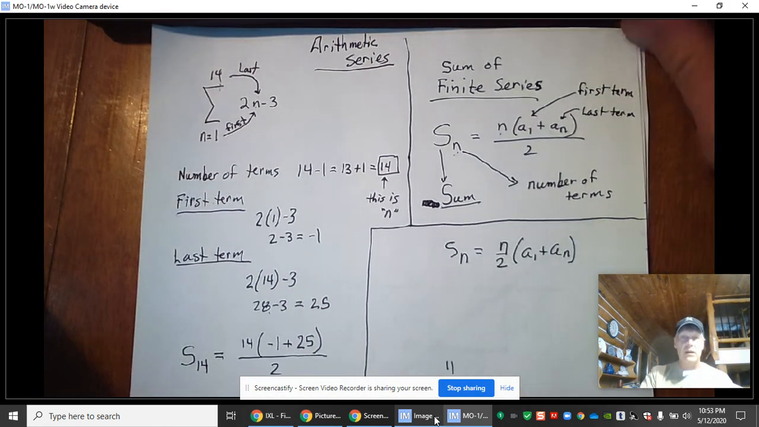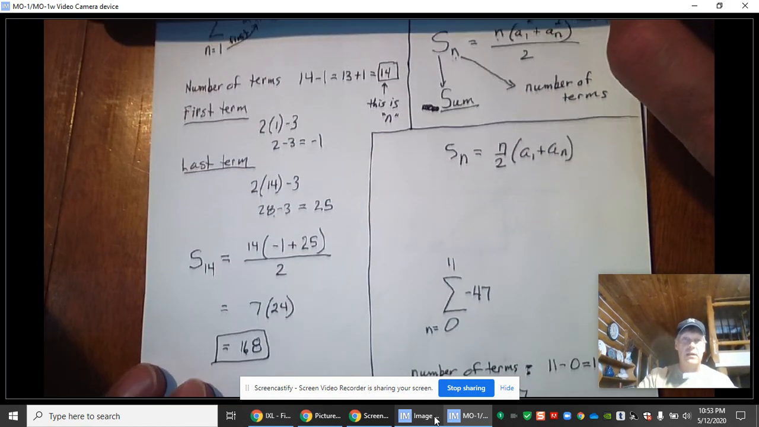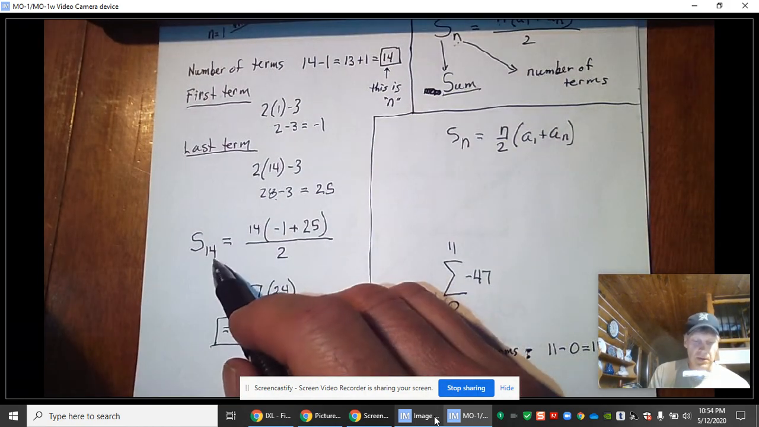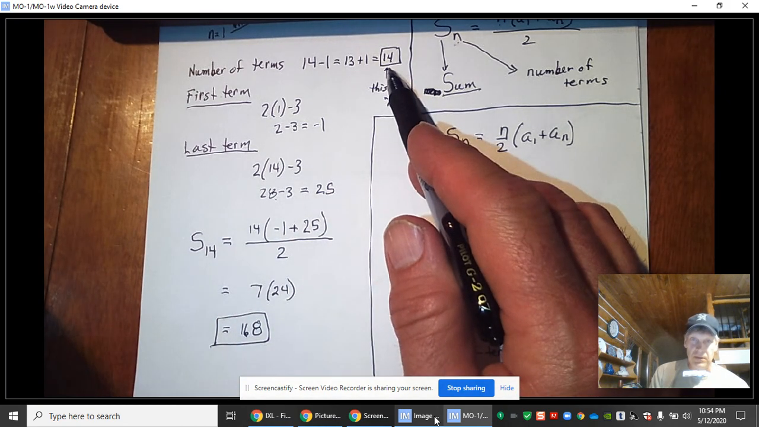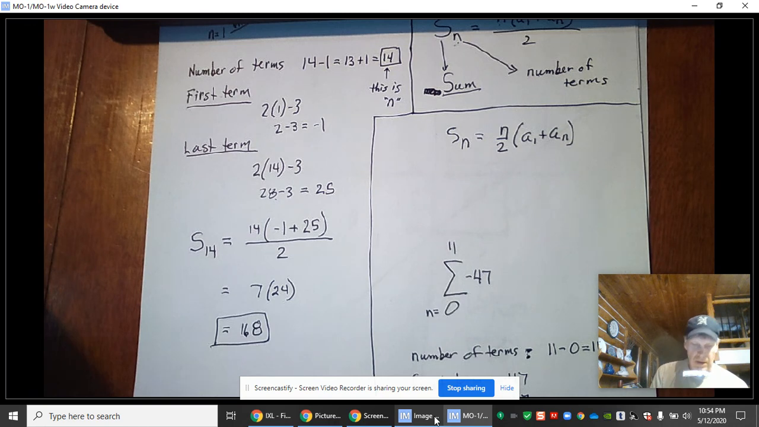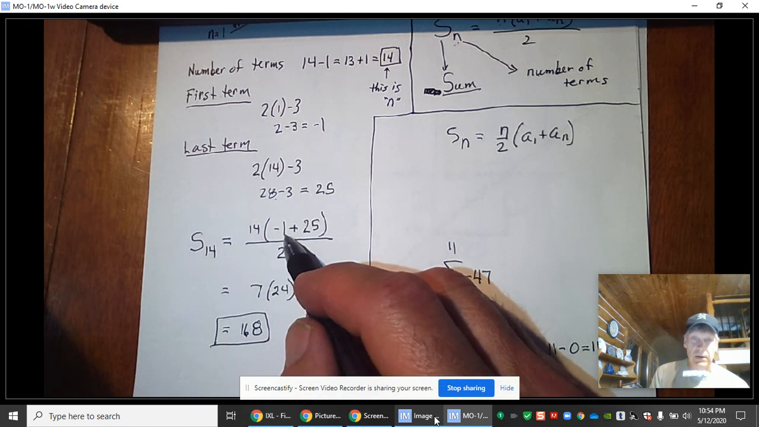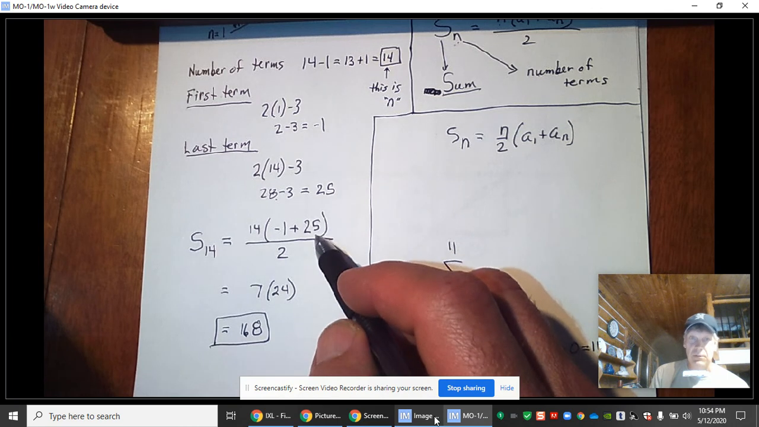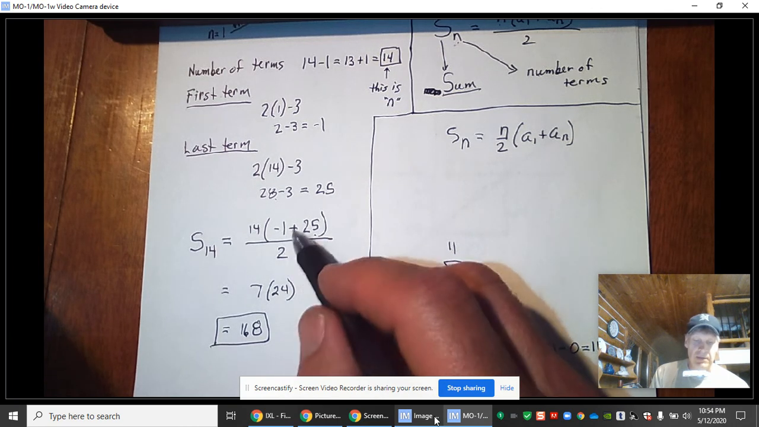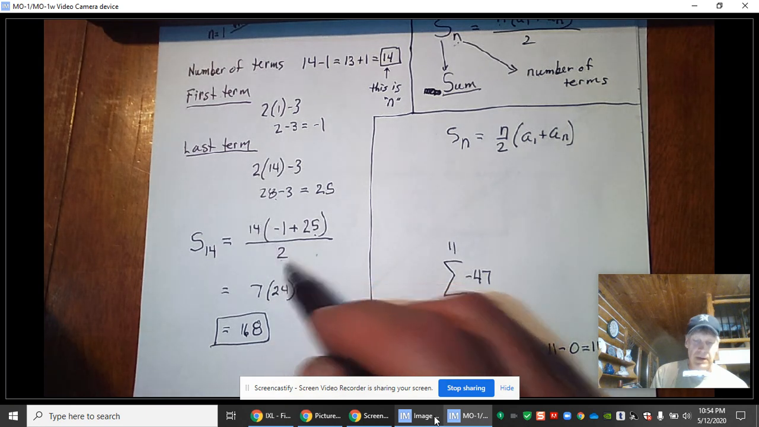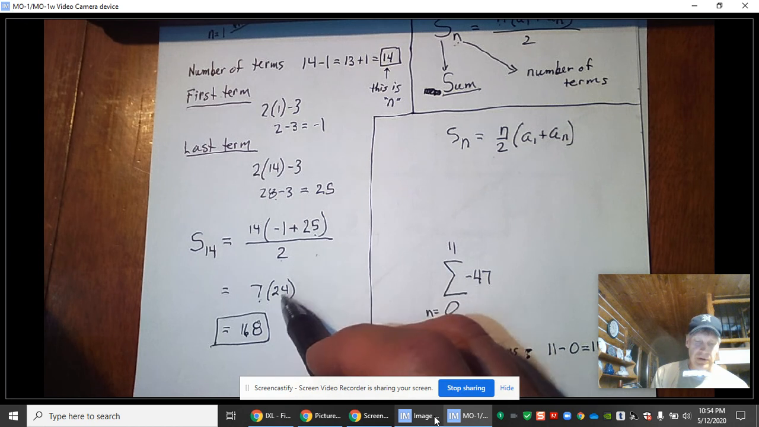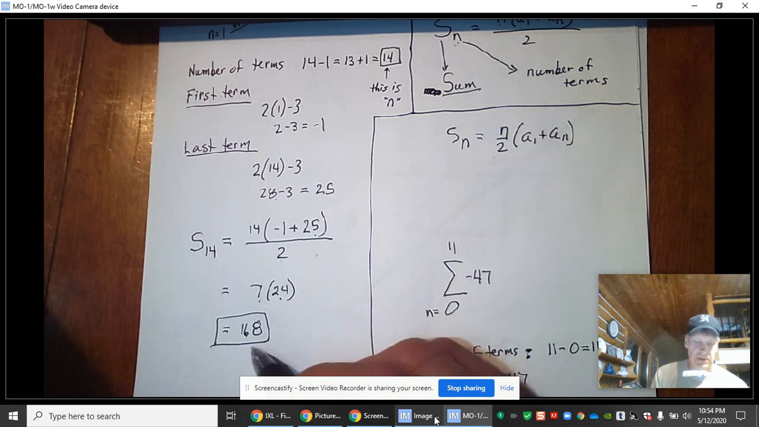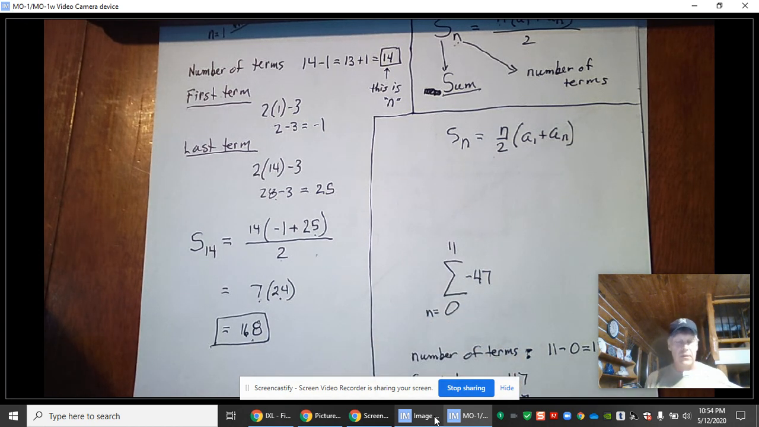So now you just plug it into your formula. I say S of 14, I want the sum of 14 terms. That's where the 14 comes from. I'm going to take 14 times (negative 1, my first term, plus my last term, 25), divided by 2. Now, I would use this formula here. 14 divided by 2 is 7. Negative 1 plus 25 is 24. 7 times 24 is 168. So that's a pretty basic, simple one.